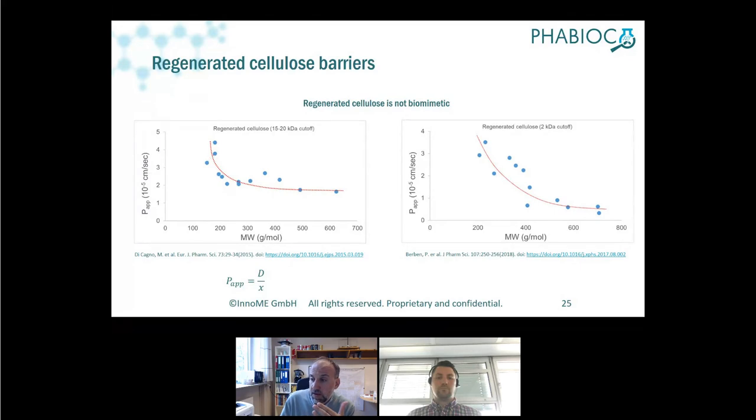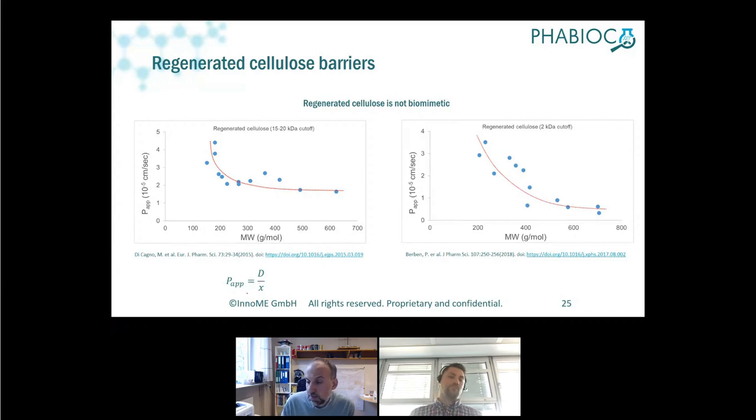Is basically a correlation, 1 over the molecular weight. So that means that the larger the molecules, the lower the permeability. And this should not always be the case, because it is the case only if we don't have a biomimetic lipid layer in the middle.